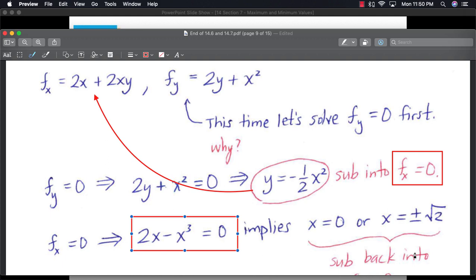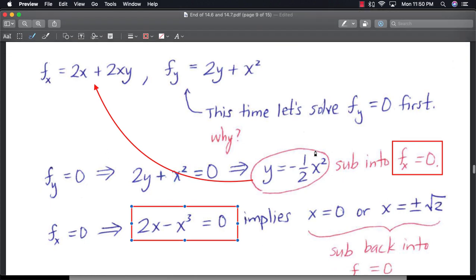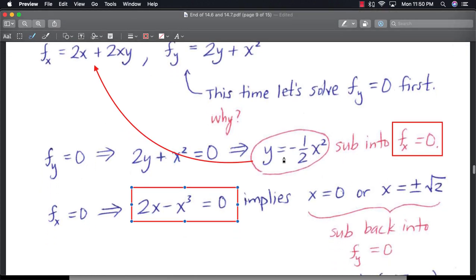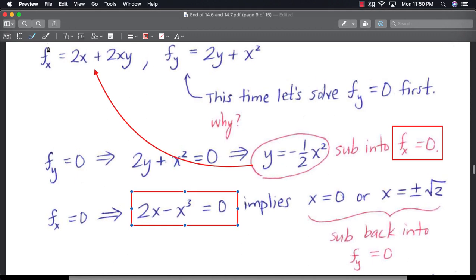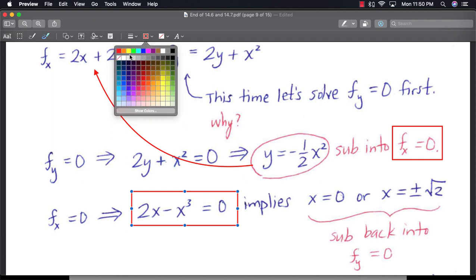But then, of course, you're going to sub this back into f sub y, because we don't want just x values, we also want the y values. And I want to take the time right here to point out a couple things.